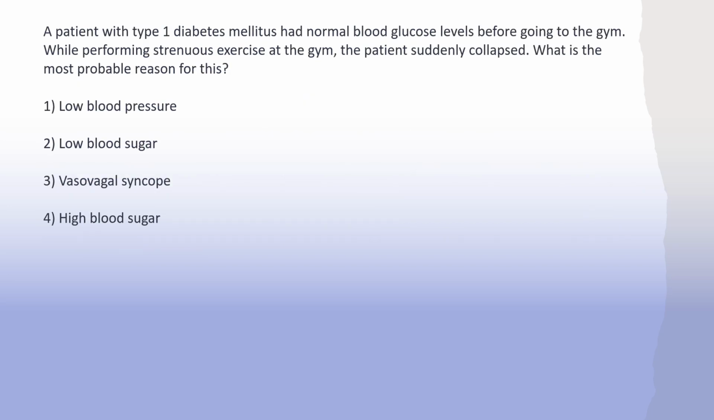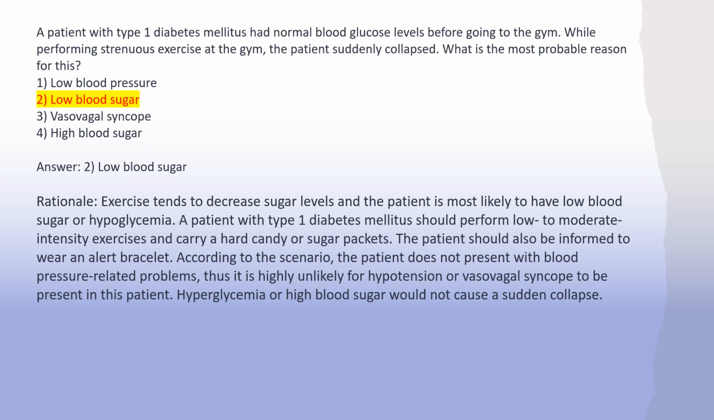A patient with type 1 diabetes mellitus had normal blood glucose levels before going to the gym. While performing strenuous exercise at the gym, the patient suddenly collapsed. What is the most probable reason for this? 1. Low blood pressure. 2. Low blood sugar. 3. Vasovagal syncope. 4. High blood sugar. Answer 2. Low blood sugar.